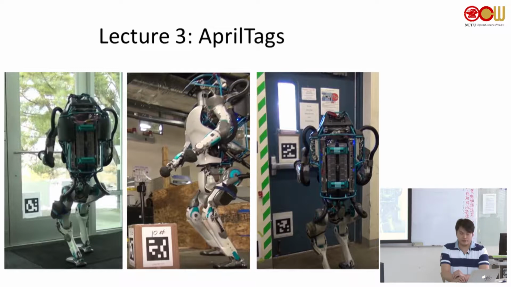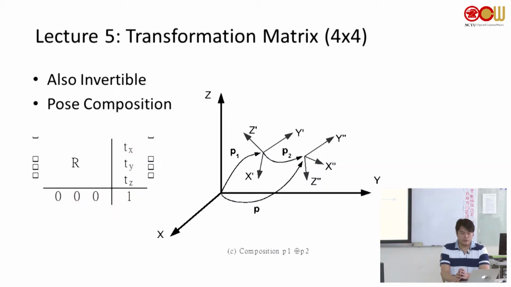In lecture 3, we talked about AprilTag, and you can actually see AprilTag in this demo. We also talked about the transformation matrix in lecture 5. The Sawyer robot is a 7 degree of freedom robot arm. By now you should be able to do this pose composition to get the location of the gripper, right?